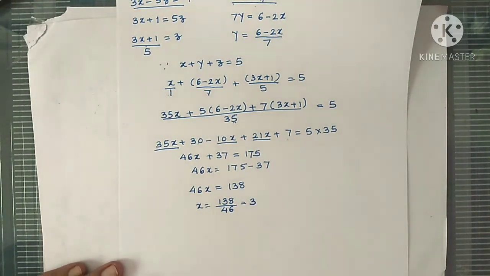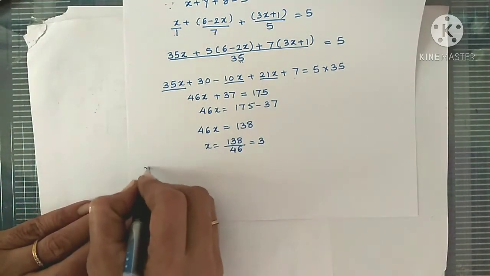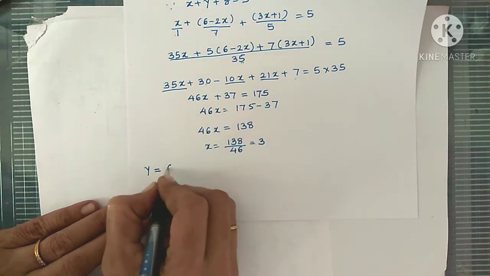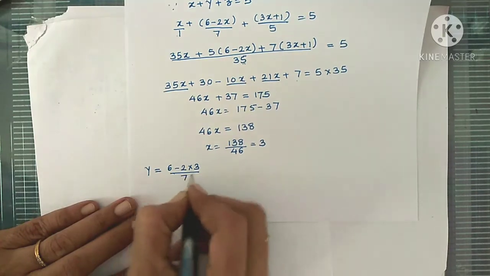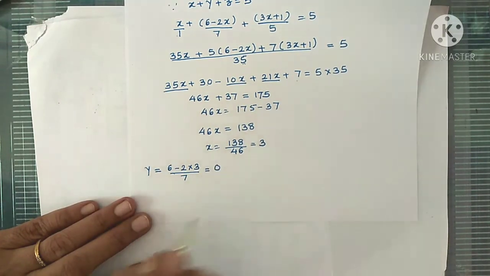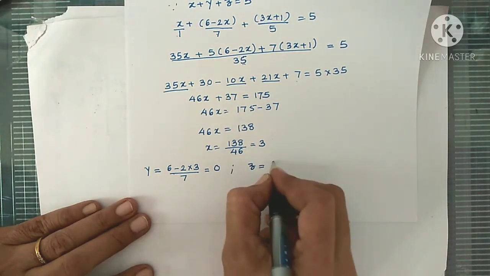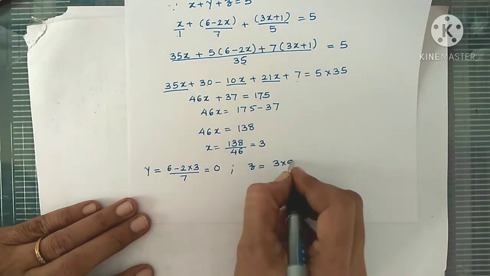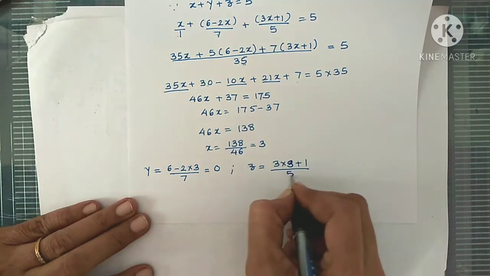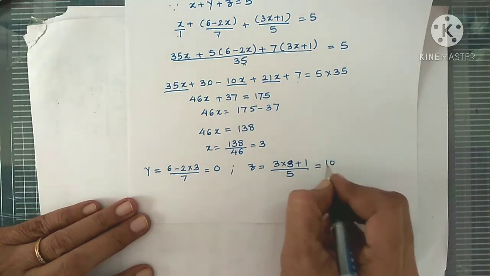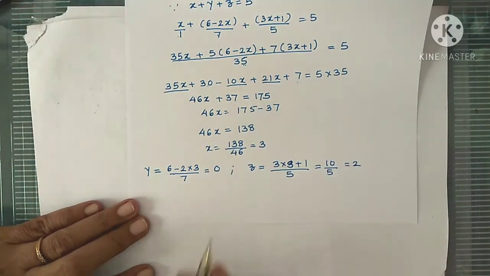Now using this, let's find out z and y. So x is equal to 3, therefore y equal to 6 minus 2 into 3 divided by 7. So 6 minus 6 becomes 0, 0 by 7 is 0. And z equal to 3x plus 1 upon 5. So 3 into 3, x is 3, plus 1 upon 5. So 9 plus 1, that is 10 upon 5 equal to 2. So x is 3, y is 0 and z is 2.